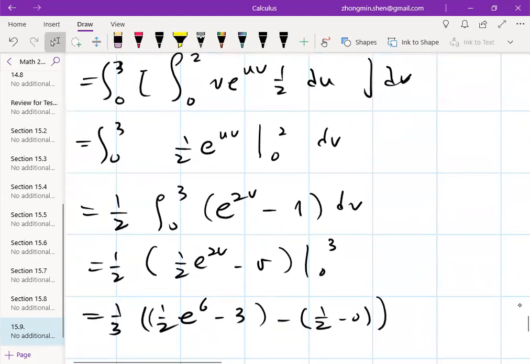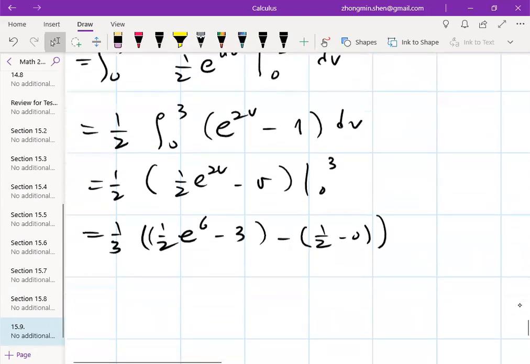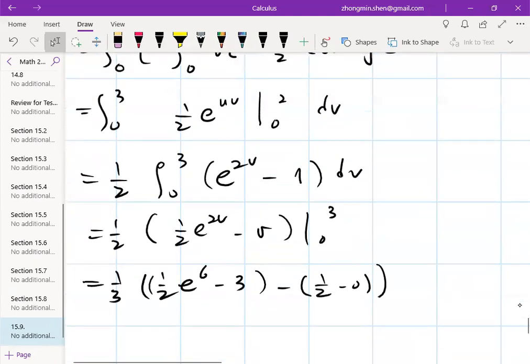Most of the time you are given the transformation, but in the last problem you're not given the transformation map, and you have to find it by yourself. In some cases it's easy to find, in some cases it's not easy. For this one, the region is a rectangle, and I think we can easily find the transformation here.